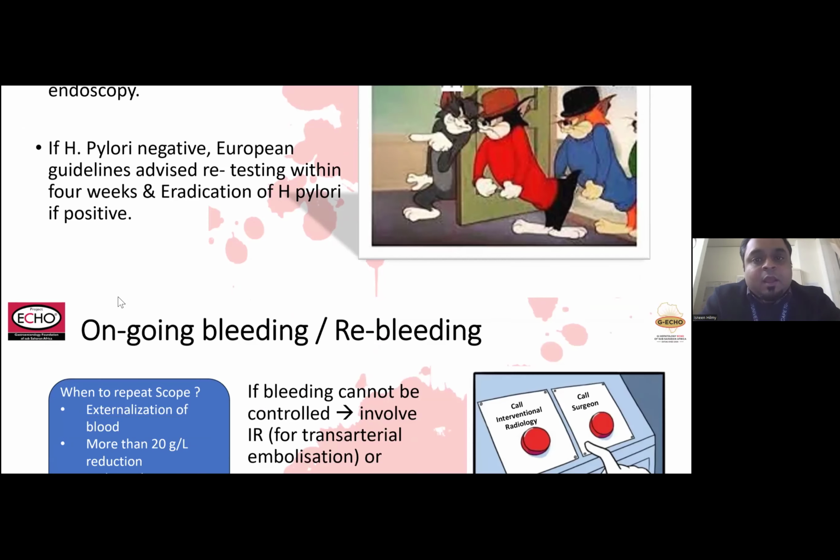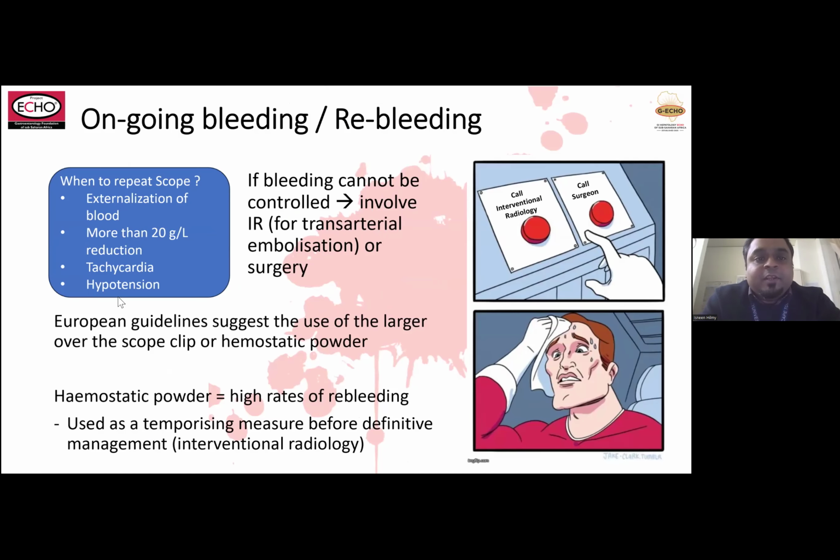And what do you do when you have ongoing bleeding or rebleeding, or if you are not able to stop the bleed? That's always a stressful moment. So when would you repeat an endoscopy after you thought you had achieved hemostasis? One is if the patient has externalization of blood, or if there's a reduction in hemoglobin of more than 2, or if you have tachycardia, hypotension, that is when we would repeat the scope.